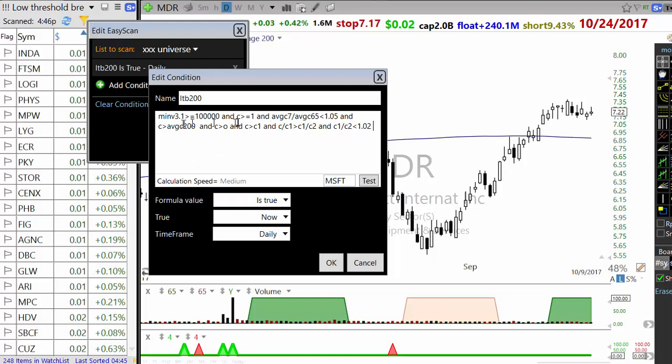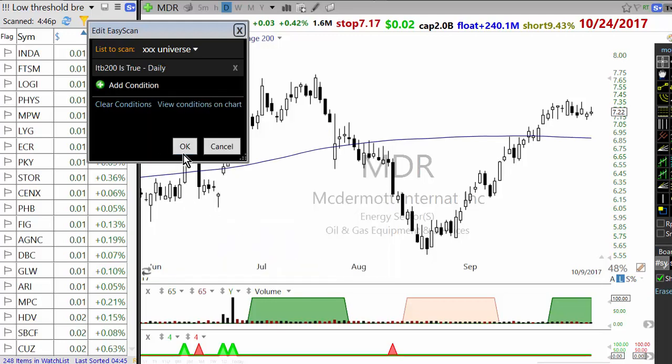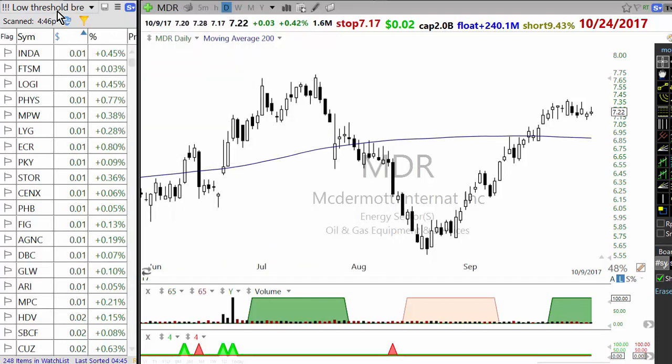So again, let's look at the same conditions. Mean V 3.1 is greater than 100,000, C is greater than 1, average C by average C65 is less than 1.05. Why? Because anything which has average C by average C65 greater than 1.05 will show up in your first scan. And C is greater than average C200, and then the rest of the conditions remain the same. So what you get here is 248 stocks.